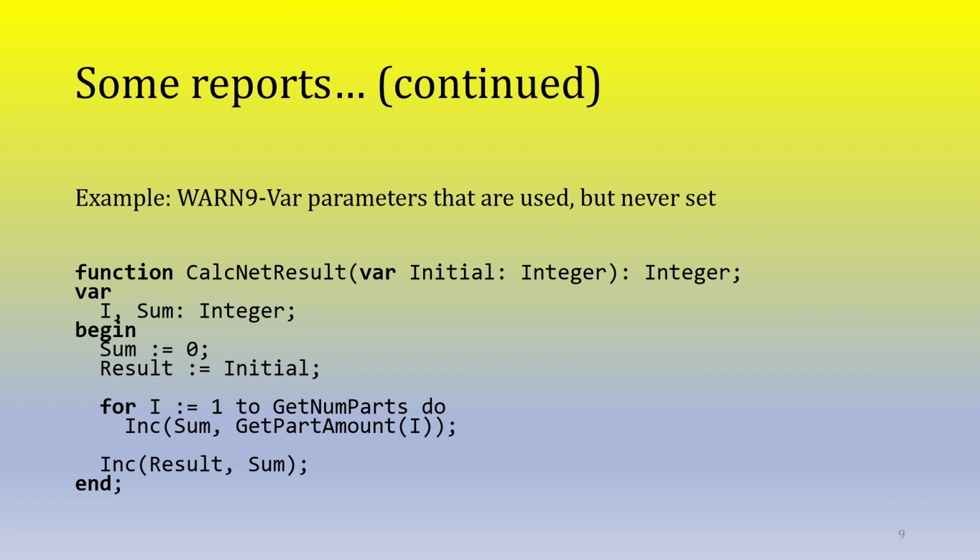In this example, the parameter initial does not need to be passed as var, because it is not changed in the function. You should check that the code is correct and remove the var specifier.